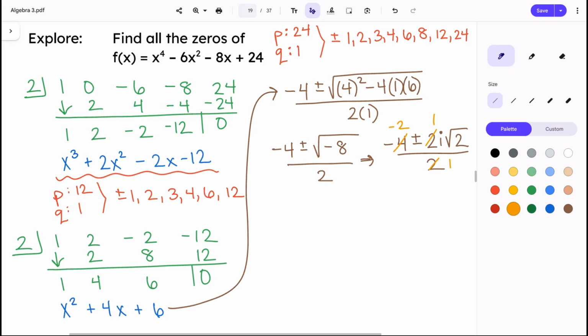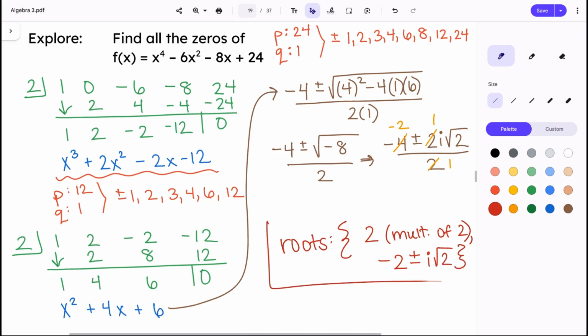So let's write out our final answers here. Roots are what? 2. What do I need to include about 2? Yep. And how do we write this simplified form of that quadratic? Very good. There's your final answer. How do we feel about that? Easy.